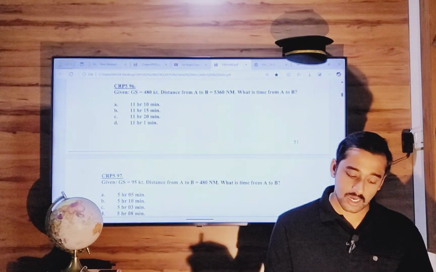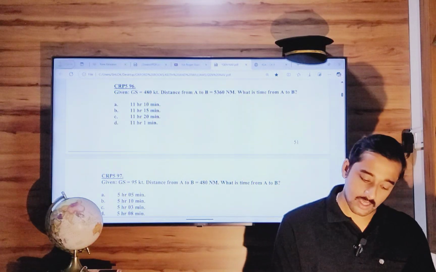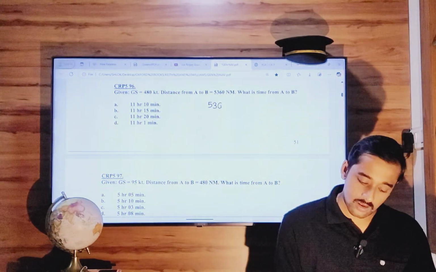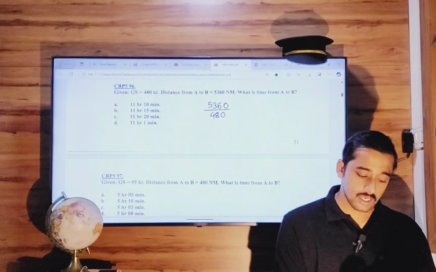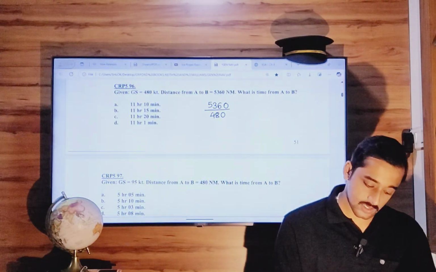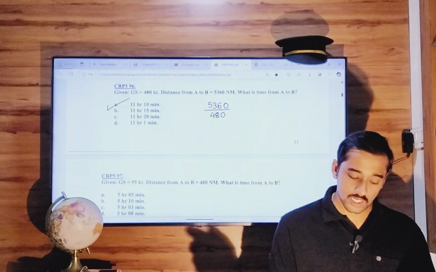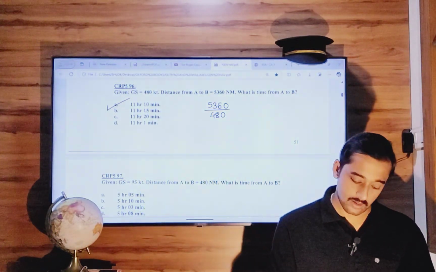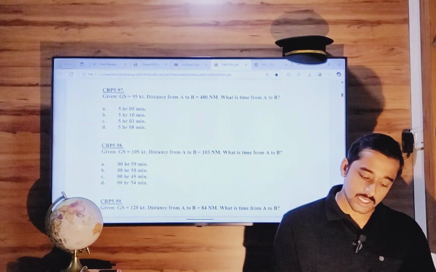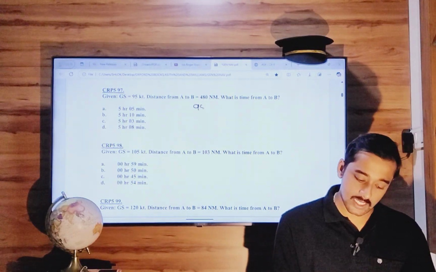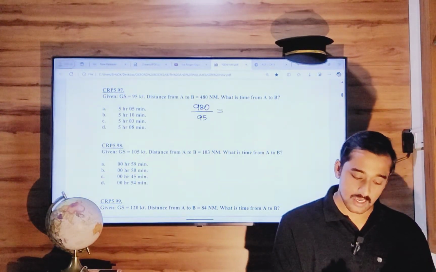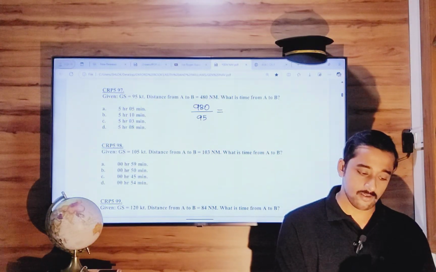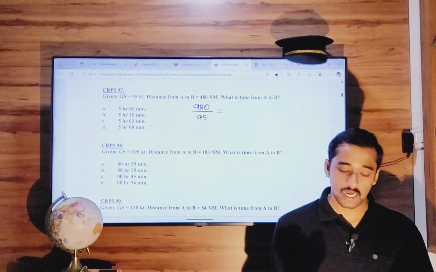Question 96. Speed and distance given, what is time? Again distance divided by speed, 480. 5360 divided by 480 is 11 hours 10 minutes. So the correct option is alpha, 11 hours 10 minutes. Next. What is the time to travel a distance of 980 nautical miles at 95 knots? So 980 divided by 95 is 10 hours 18 minutes.